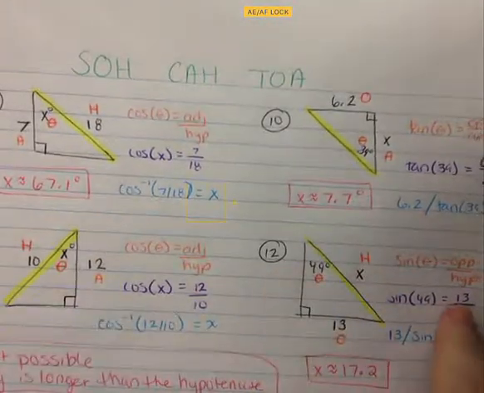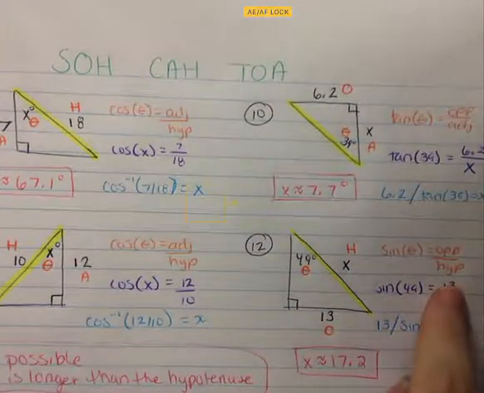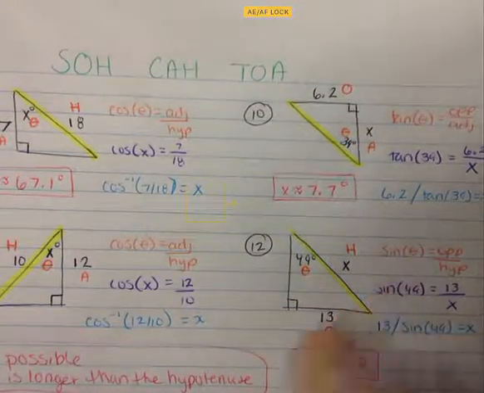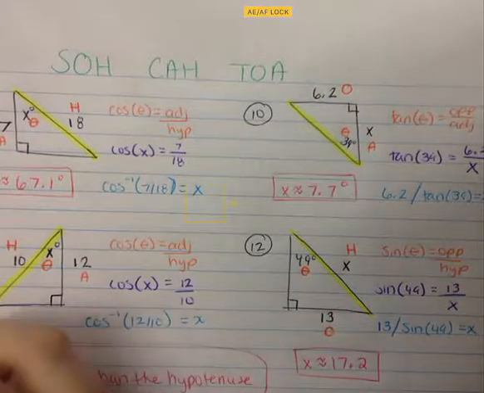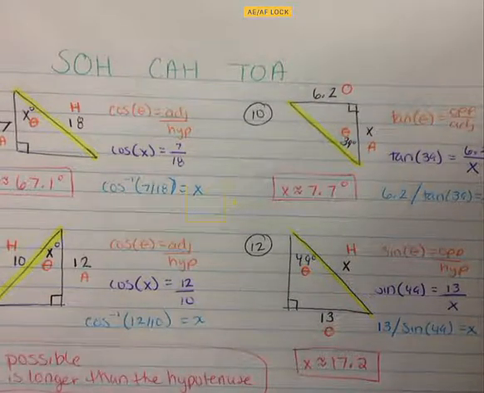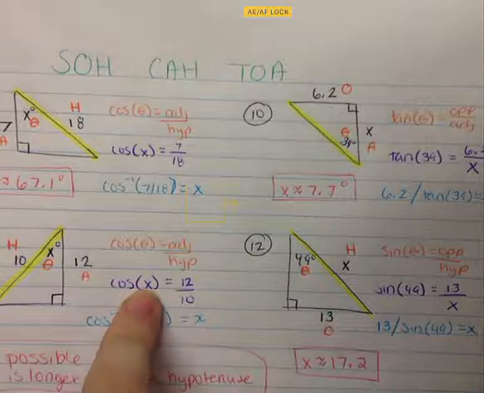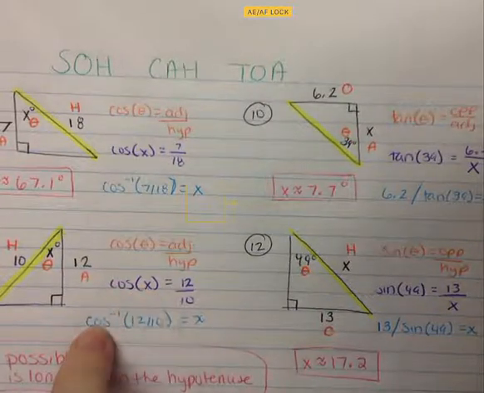So again, if you are given your numerator, you take your numerator and divide it by the trig. If you're given your denominator, you take your denominator and multiply it by the trig. If your x is inside the parentheses, you take the inverse of the trig.